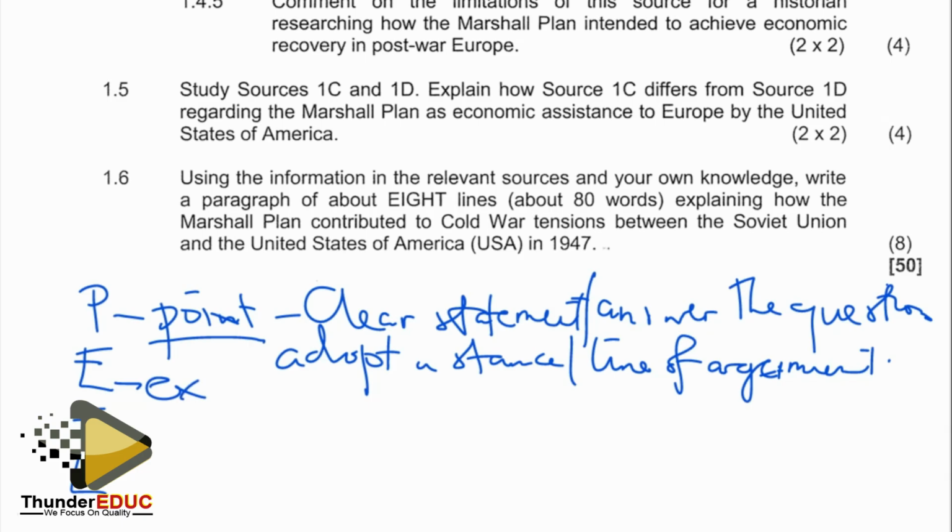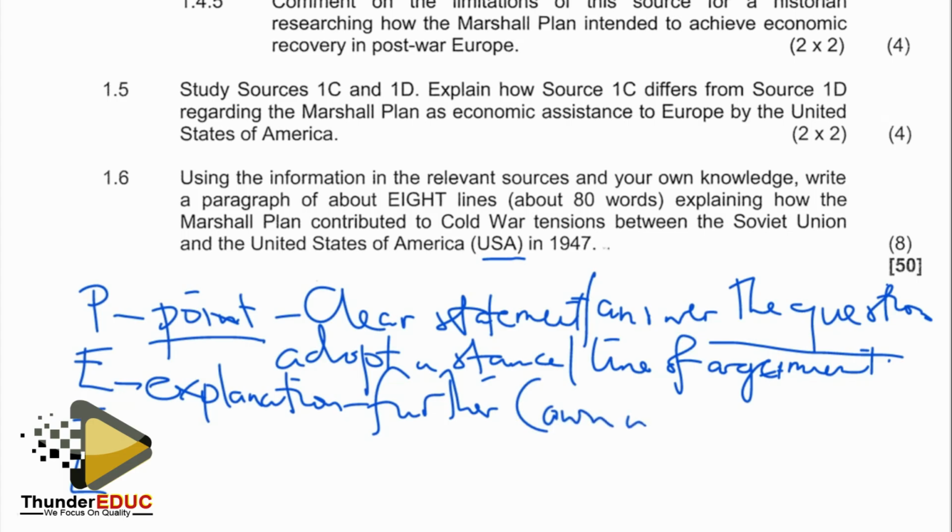Then the E, we want explanations. You are giving further details to what you have indicated, or to the line of argument. Why have you taken that line of argument? What are you going to discuss? We explain, you give further details. And this one here, remember, you do it in your own words. You don't need to copy the sources. After your point, maybe you put 2 or 3 statements explaining to the effect of the question. You are using your own words, you are not referring to the sources.